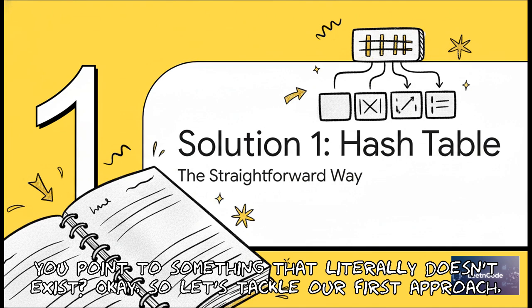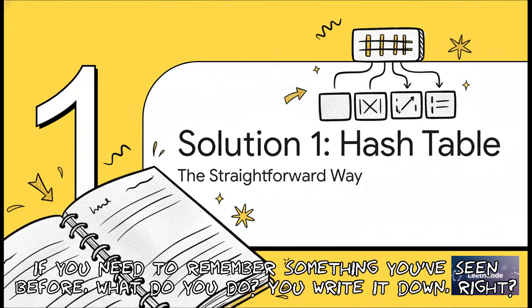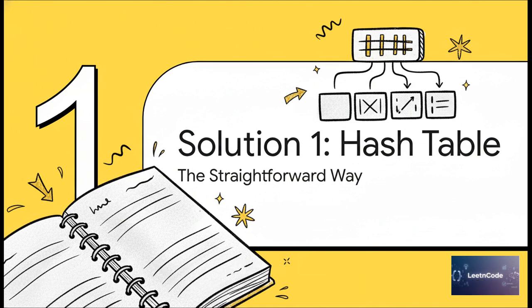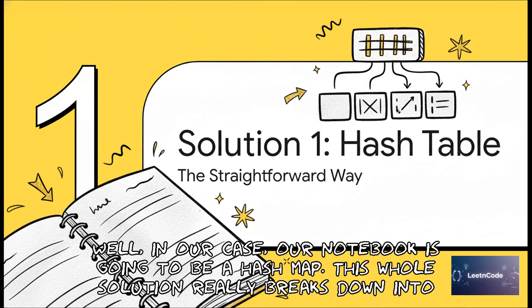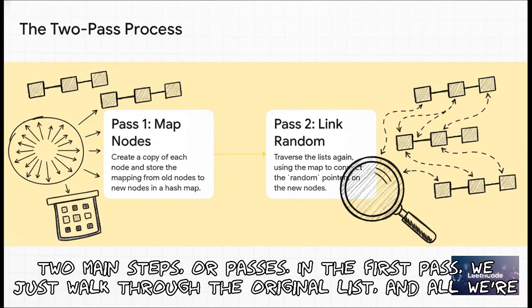Okay, so let's tackle our first approach, which is probably the one that comes to mind first. It's the most intuitive way to solve this. I mean, if you need to remember something you've seen before, what do you do? You write it down, right? Well, in our case, our notebook is going to be a hash map. This whole solution really breaks down into two main steps, or passes.